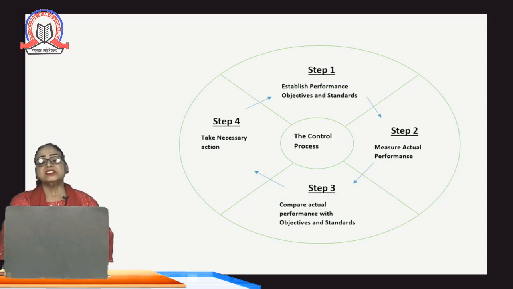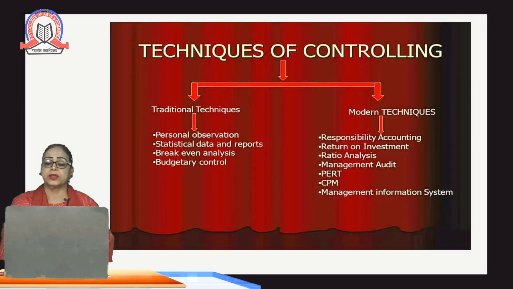After this, step 2, measure actual performance. After establishing objectives and setting standards, instructions are given and resources are provided to the employees for the purpose of actually converting the objectives into reality, which we call measuring actual performance. That is what has been performed by the employee.